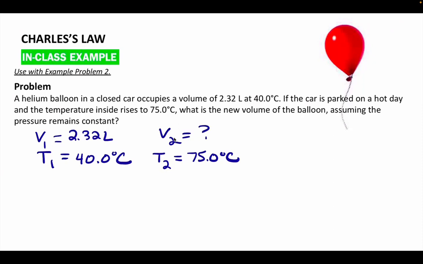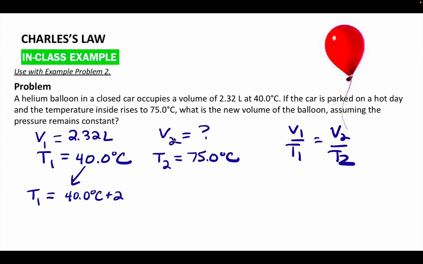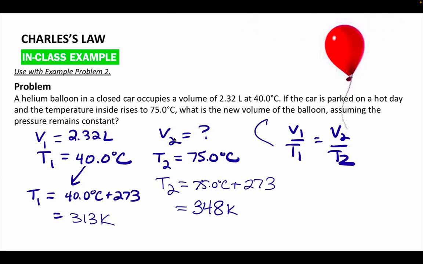So before we can really do the problem, the V1 over T1 equals V2 over T2, we do have to convert these temperatures. So T1 is going to equal Celsius plus 273. So that would be 313 Kelvin. And then T2 is 75 plus 273. And you don't have to show your work for these if you don't want to. I'm just doing it because I am teaching it. So once you have those in Kelvin, these are your variables. So we can then plug in.